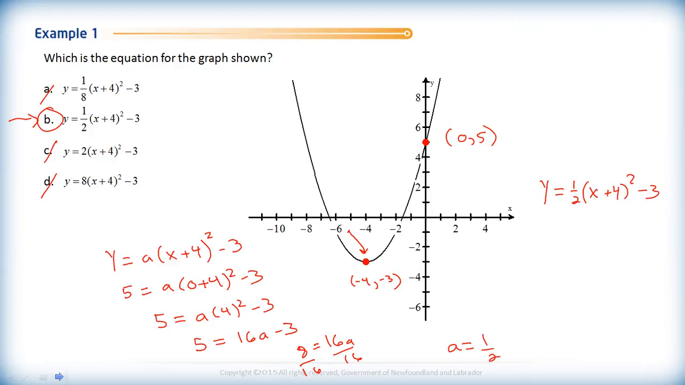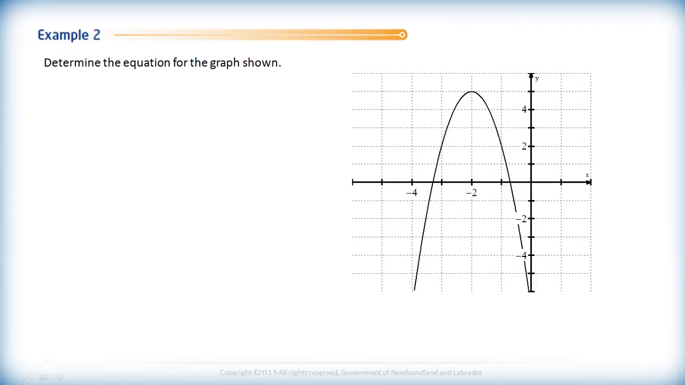Alrighty, let's jump on to the next example. Determine the equation for the graph shown. Let's see. Looks like our vertex here, well, they gave us a nice grid. This one's easy to see. It is at (-2, 5). That's a good one. Now, y-intercept, is that right on there? I'm not really sure. I don't think it is, if I look really closely.